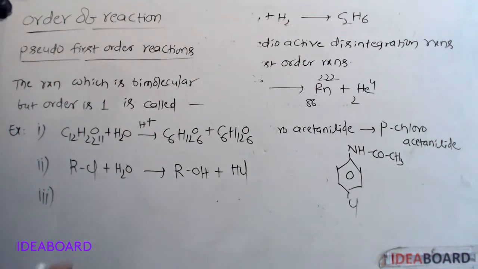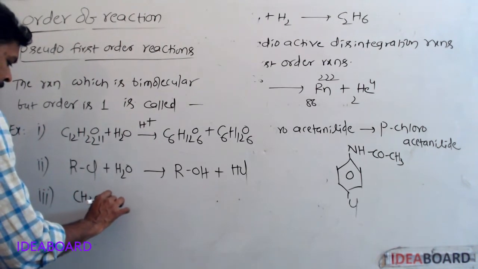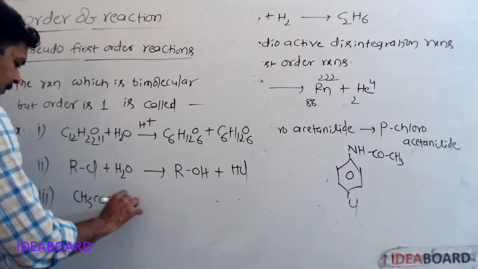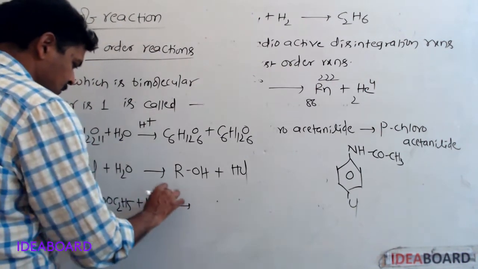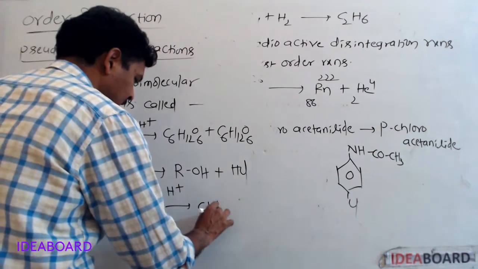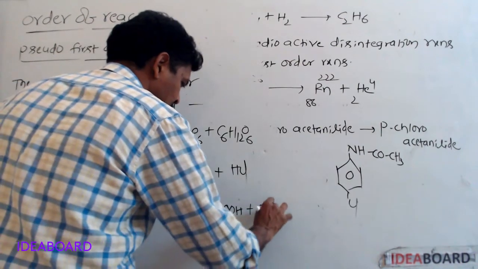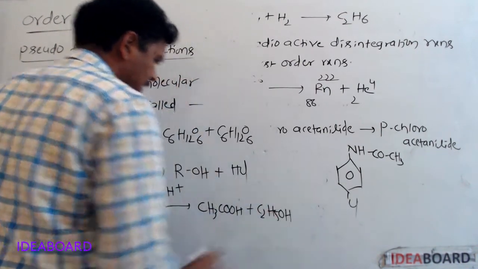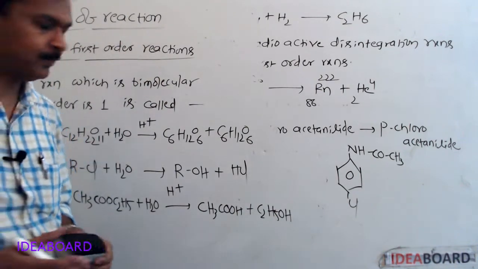Next, hydrolysis of ester. Hydrolysis of ester, CH3COOC2H5 plus H2O in the presence of acids, CH3COOH plus C2H5OH are formed. These are the examples for pseudo first order reactions.